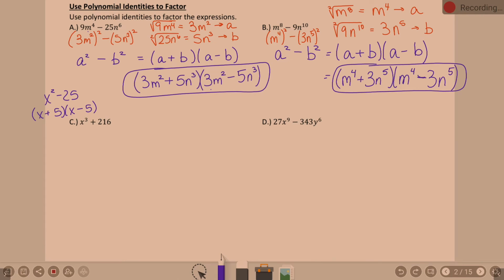It looks fancy. It's just a bigger, badder version of x squared minus 25 or x squared minus 9 or whatever we've done this year.